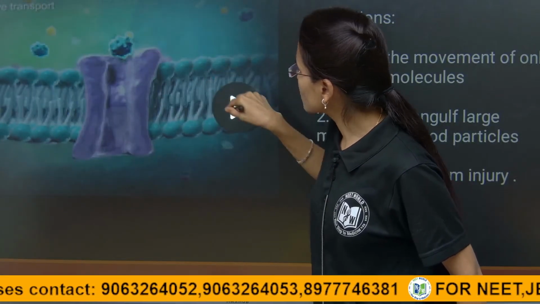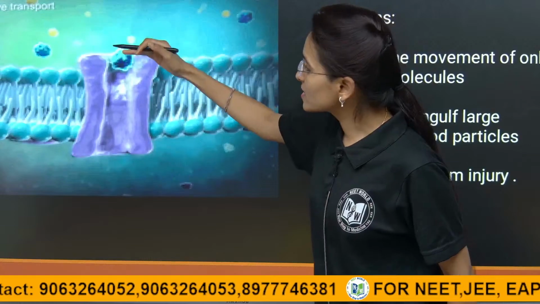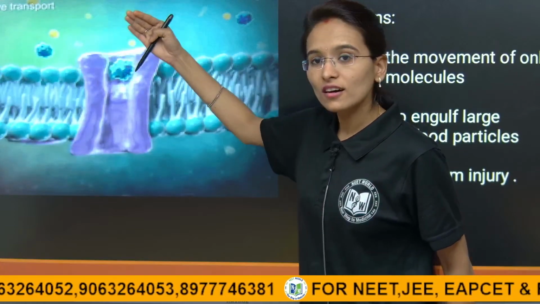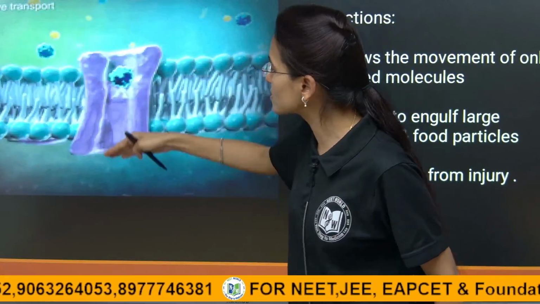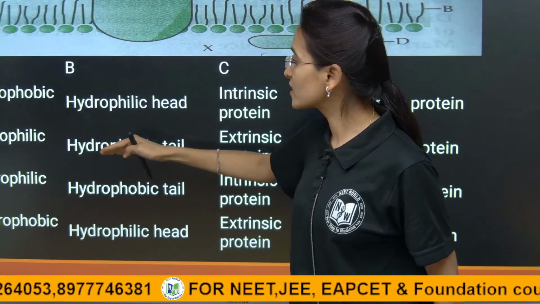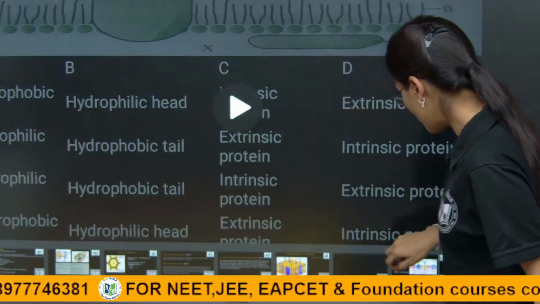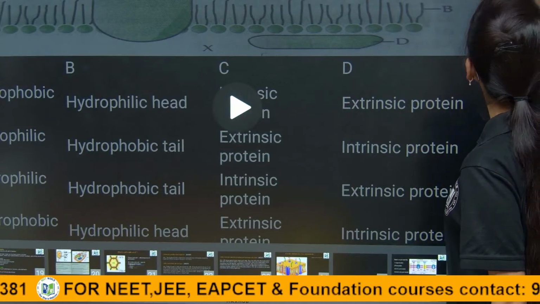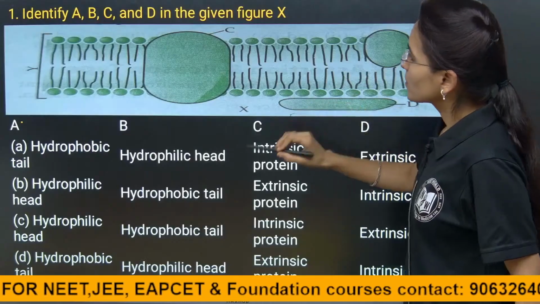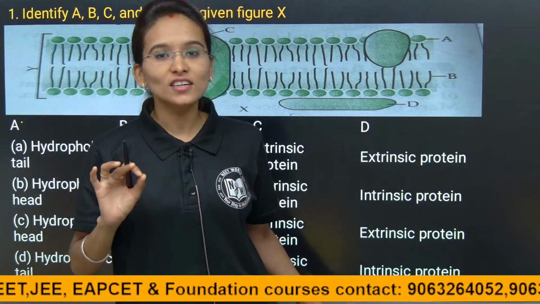Okay. Here the solvent concentration is more, so it is transporting the molecules or ions from the higher concentration to lower concentration gradient by the involvement of what? By the involvement of channel protein. Yes. Yes, here comes the case study question, okay.